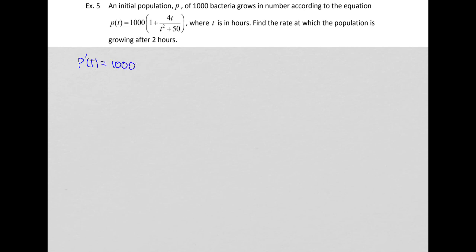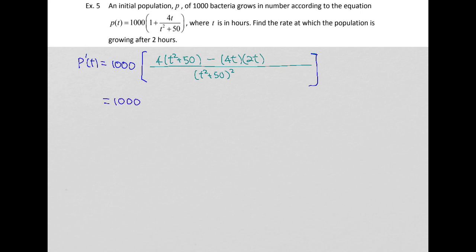1,000 is coefficient, so leave them outside. So we're going to differentiate inside the bracket. Differentiation of 1 is a constant, so it's going to be 0. And the next term is a fraction, so we're going to use quotient rule. So denominator square. Differential numerator is 4 times by the denominator minus the numerator times by differentiation of the denominator, which is 2t. Next, let's simplify the square bracket by expanding and collecting the like terms in the numerator.